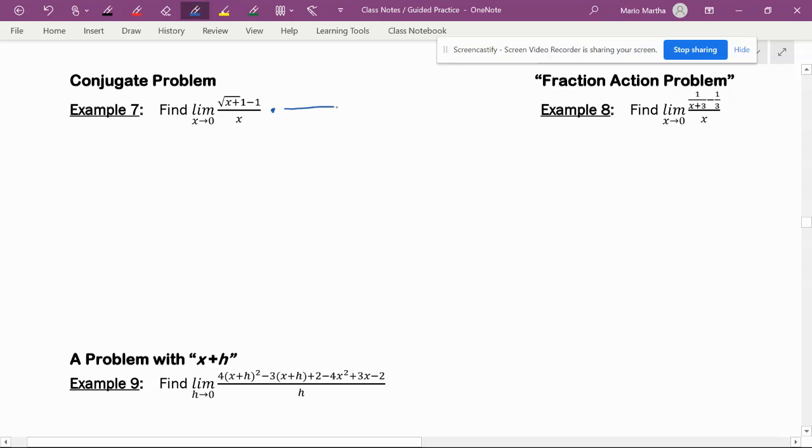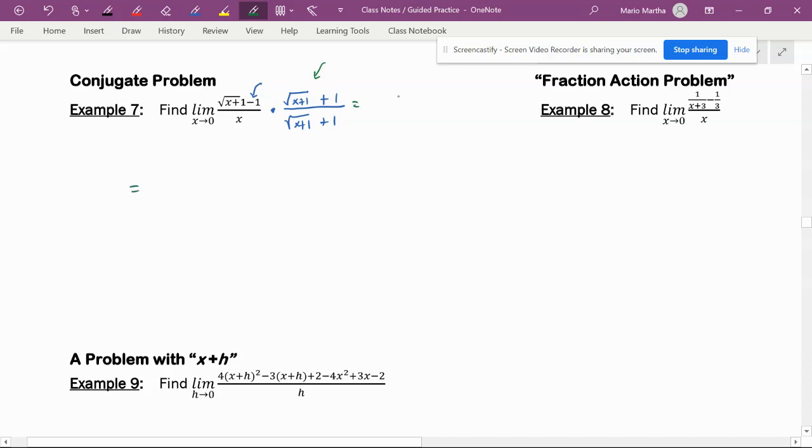The conjugate of the numerator, the only thing that's changing is the negative sign right there. So this is going to be the square root of x plus 1, and then plus 1 on the outside, and then the same thing in the denominator, x times the square root of x plus 1 plus 1. If you take note here, this is just equal to 1. So I'm just changing the appearance of the fraction, I'm not actually changing the value itself, right?